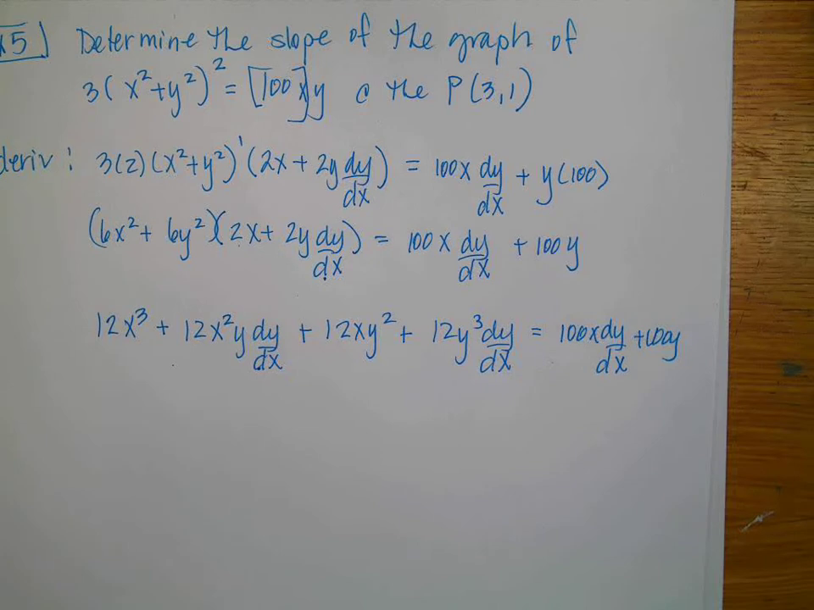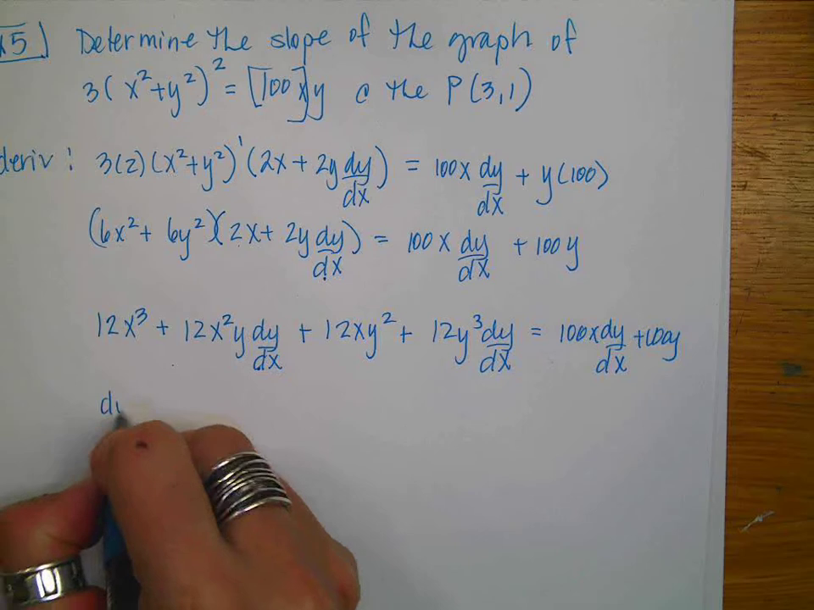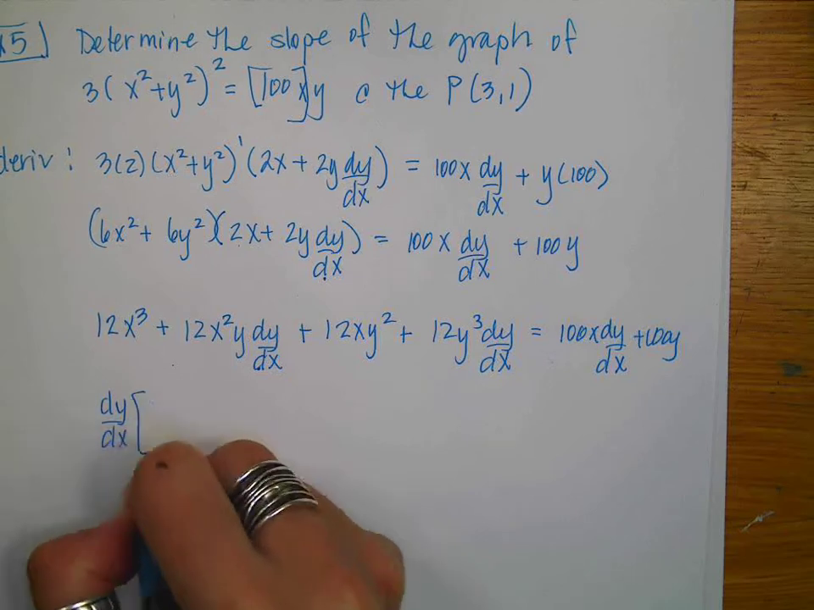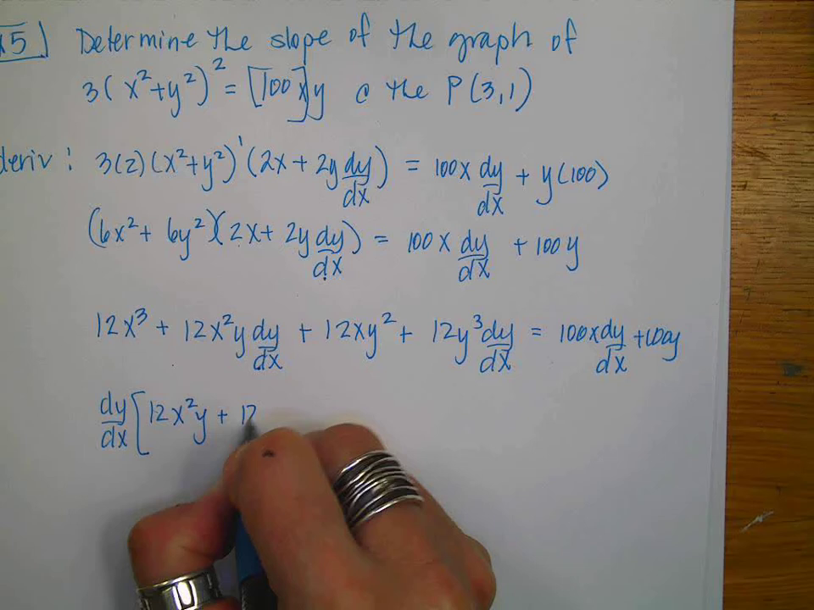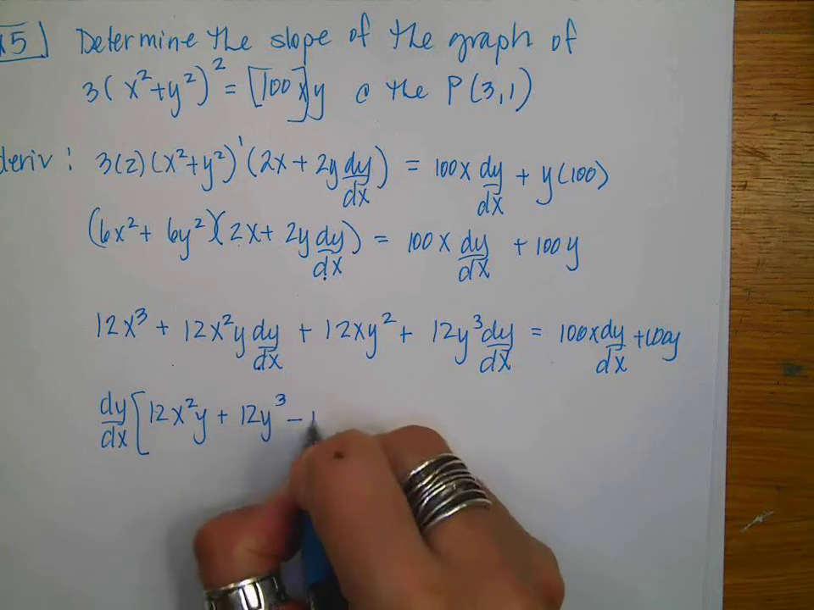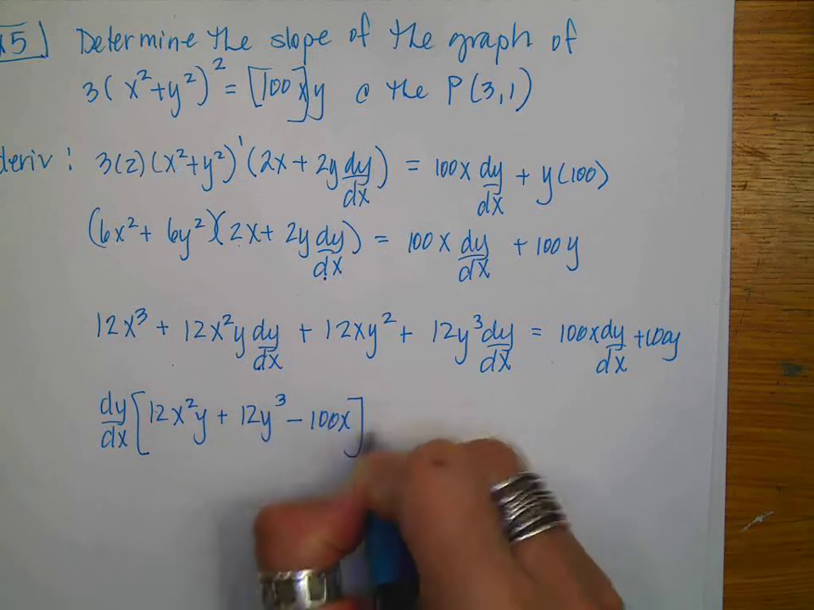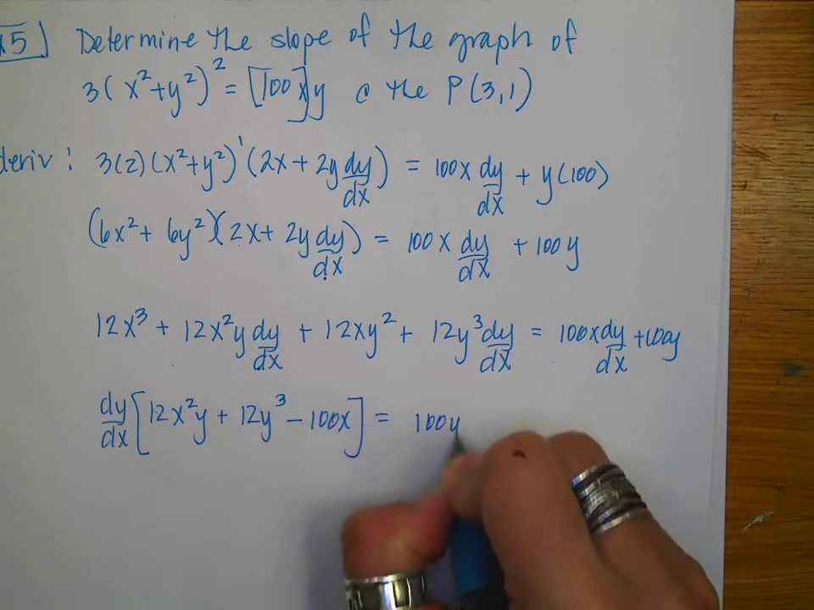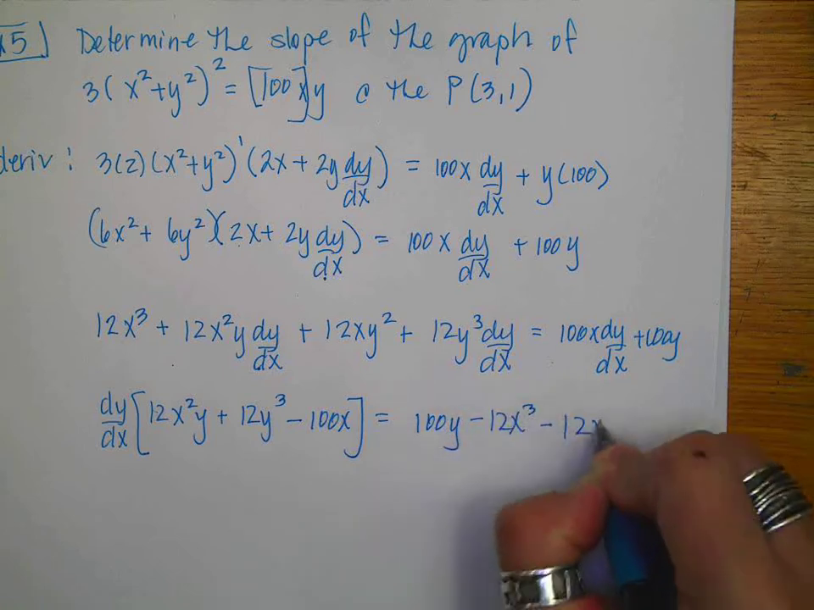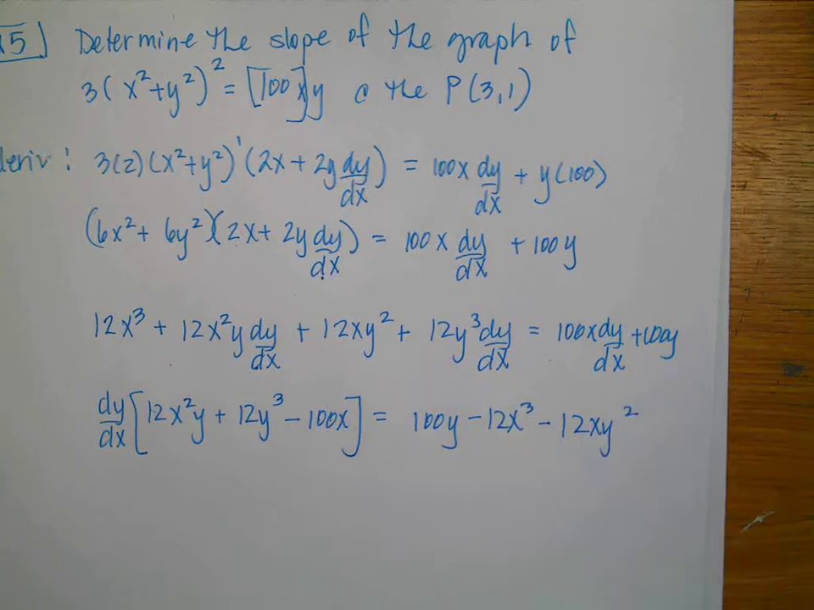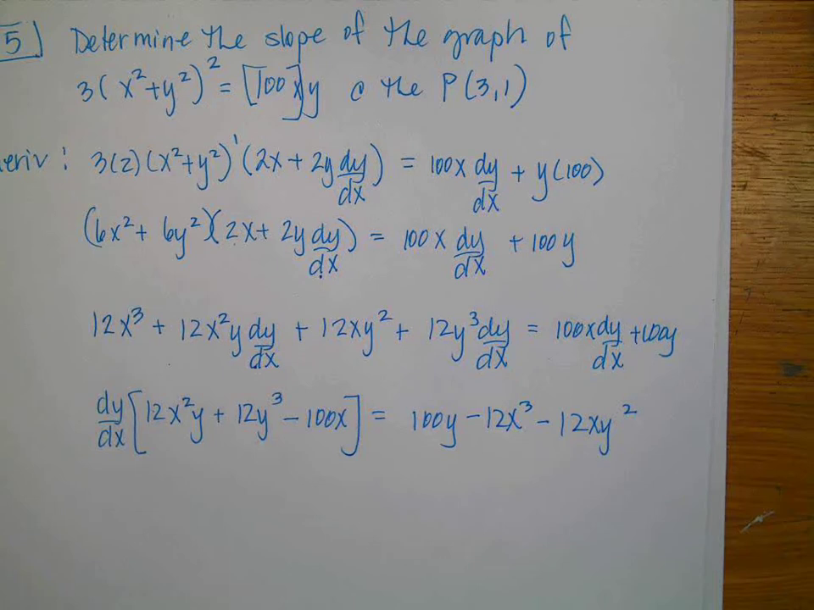And I'm going to factor and move things at the same time because I'm in big kid math. So I'm going to do dy/dx, and I'm going to get 12x squared y plus 12y cubed minus 100x is equal to 100y minus 12x cubed minus 12xy squared. Okay? And I just did it all in one step just to minimize because I've already written a lot.